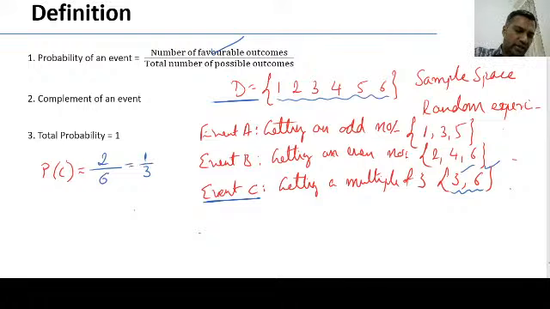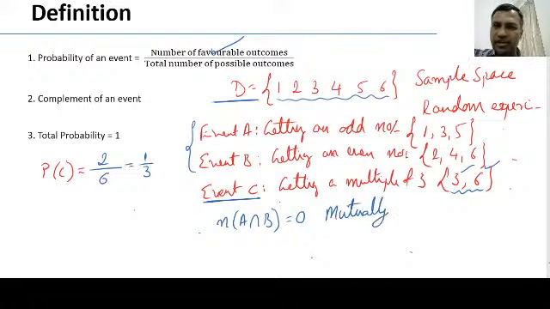Now events A and B are also called mutually exclusive. What do you mean by mutually exclusive? The number of outcomes in favor of A intersection B is equal to 0. We call it mutually exclusive. Sometimes they use these words. Don't glorify these words, because some people get too hassled about them. Just understand that the number of outcomes common to both is 0, and we simply say these are mutually exclusive events.